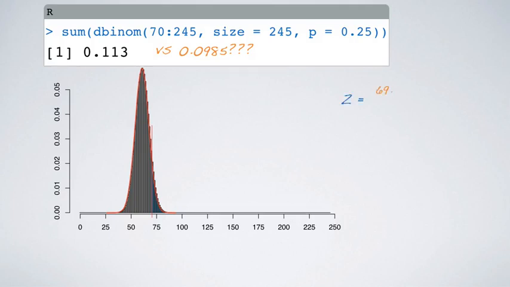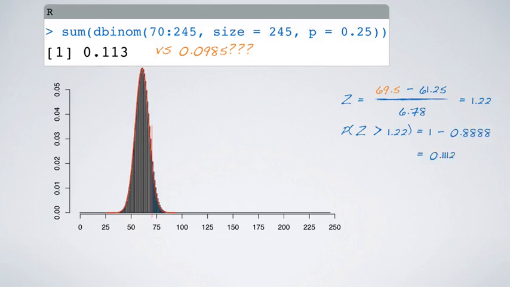So we calculate the z-score using 69.5 as opposed to 70, which yields an adjusted z-score of 1.22. Everything else about the method stays the same, and the result we get, and you can confirm this using a table or computation, is now much closer to the exact result from the binomial distribution, 0.1112 versus 0.113.